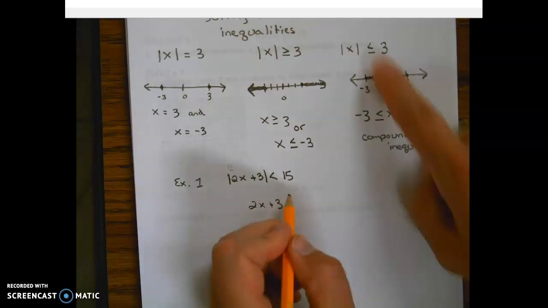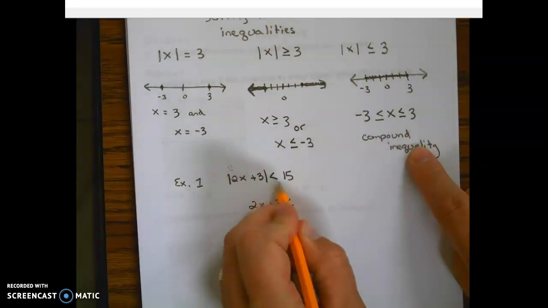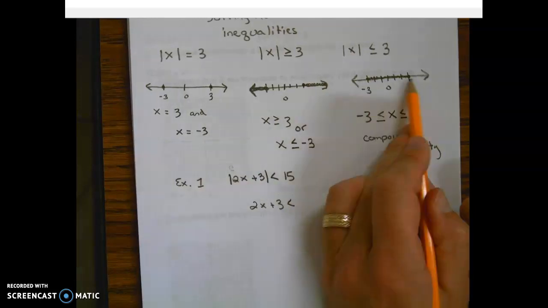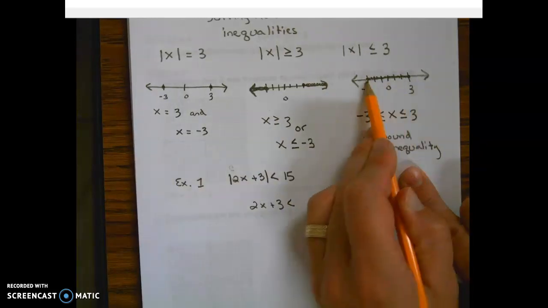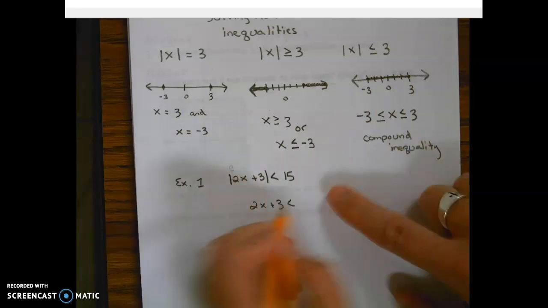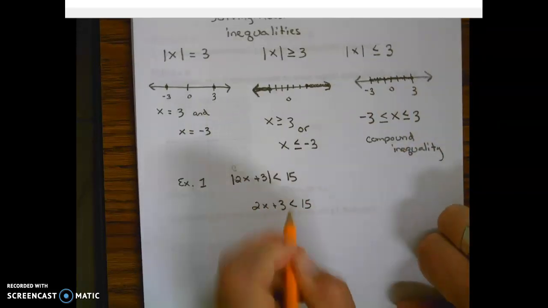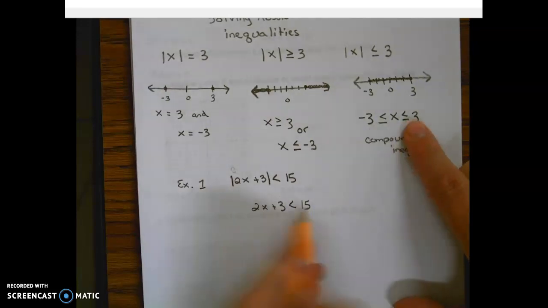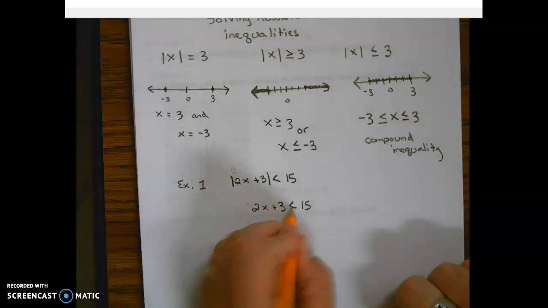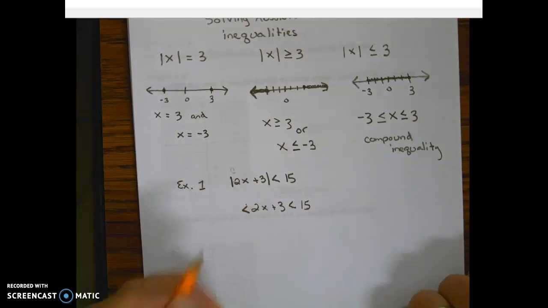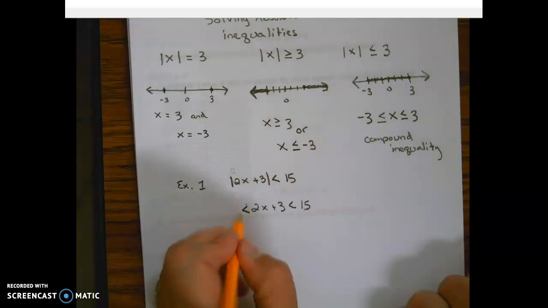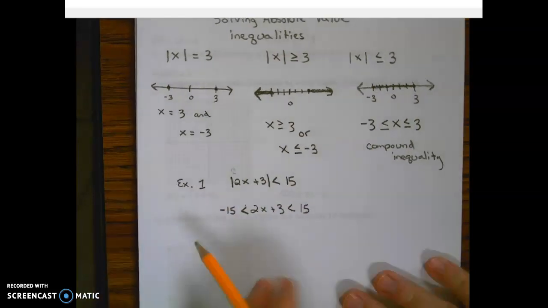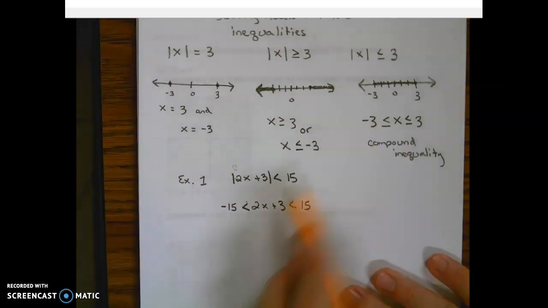And we're going to bring down the less than. Notice this one does not have an equal. So that means that our two endpoints are going to be open dots and not closed. So we're going to go to 15 on the right side. Notice the symbols are the same, so we're going to keep the symbol the same, less than. And then we have the negative 15 on the left. So look back and see how these compare.